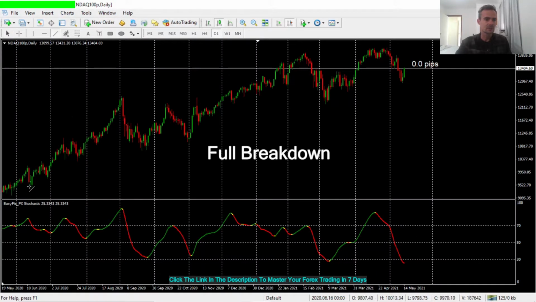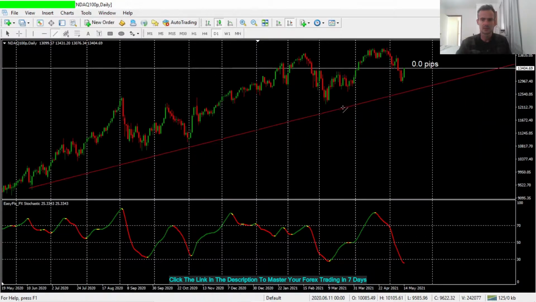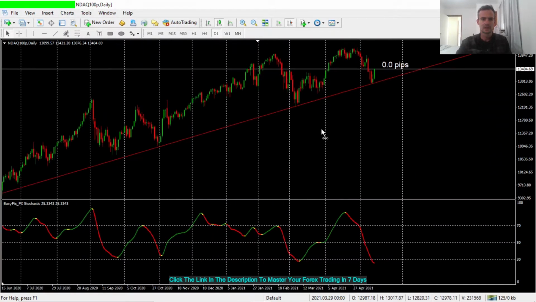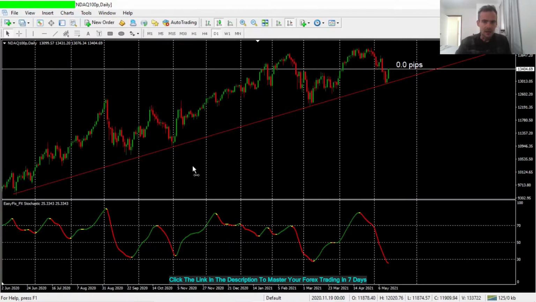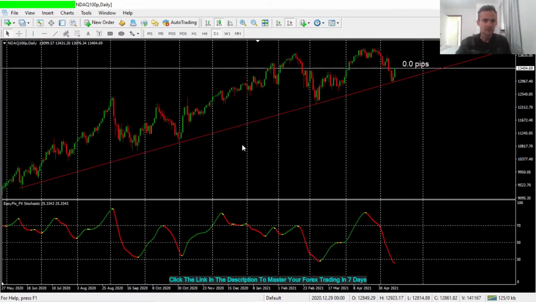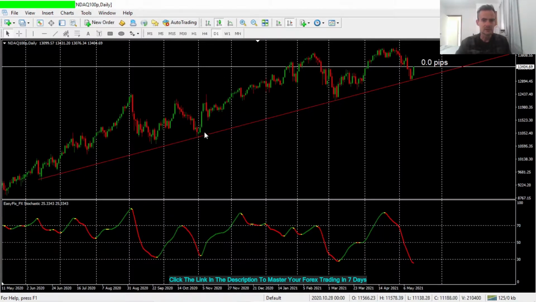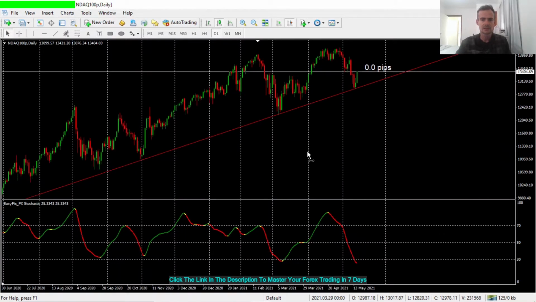Okay, first of all, I pulled out a trend line right over here, just like this. All right, so as you can see here, guys, we got one touch, two touch, three touch, four touch. Okay, now for this move over here, I already had one touch, two touch, three touches right over there.